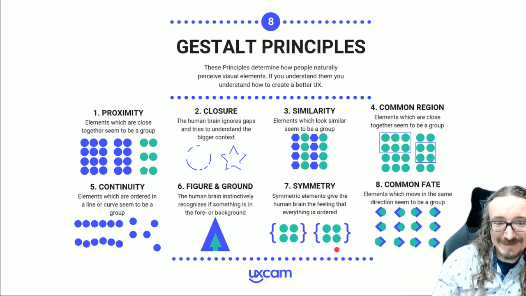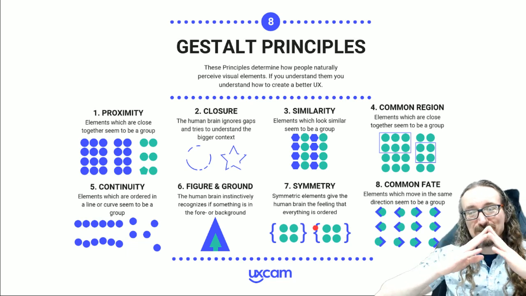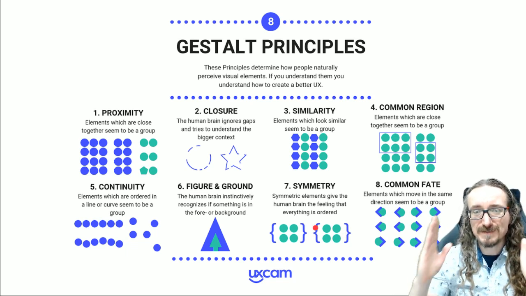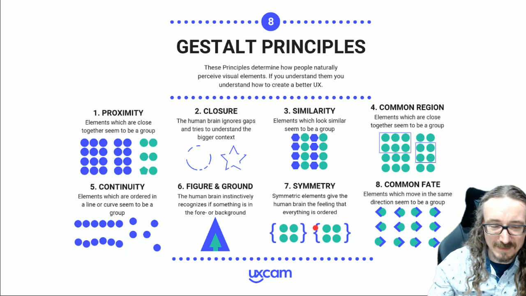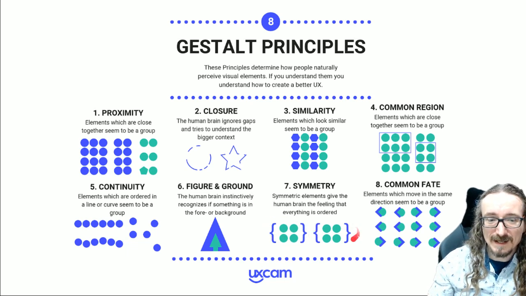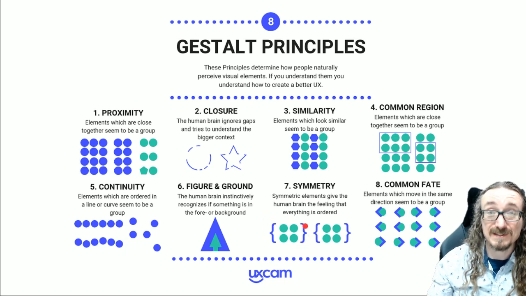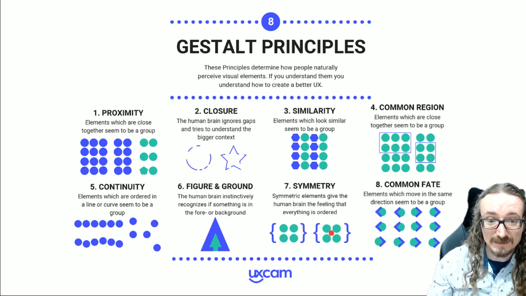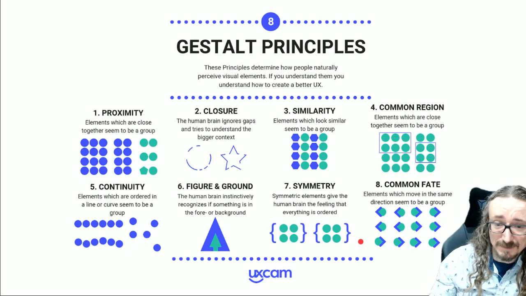Symmetry, this is a pretty cool one. I always think about this as the idea of balance, both sides, left and right, being equal. So you can see how that looks like a group, and that one looks like a group, even though these are different symbols: that's a square, or this is a curly bracket. You've got some curly brackets and some circles, but the whole thing feels like two groups to me because of the symmetrical idea. These are balanced here, and so it looks like two groups.